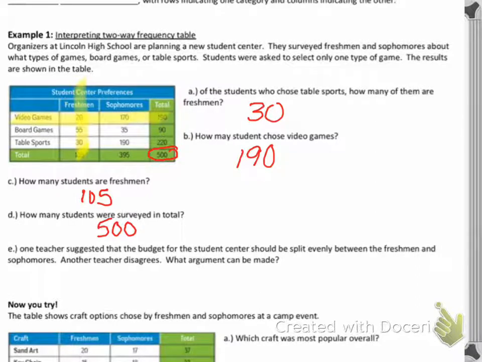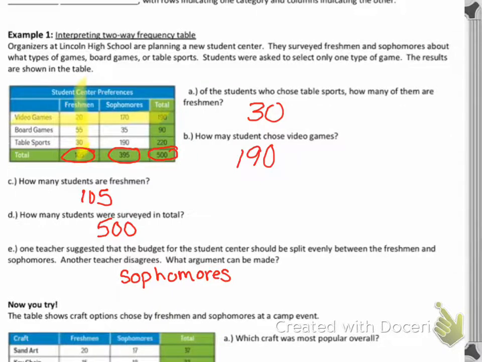And then the last question I find interesting, it says, one teacher suggested that the budget for the student center should be split evenly between the freshmen and the sophomores. And then naturally another teacher disagreed. Well, who has a better argument here? If we're looking at how many freshmen we have, which is 105, and then we have 395 sophomores, okay? There are almost 4 times the amount of sophomores than there are freshmen. So I would say sophomores definitely pull more weight as to what should be chosen because of how many more sophomores there are versus freshmen.